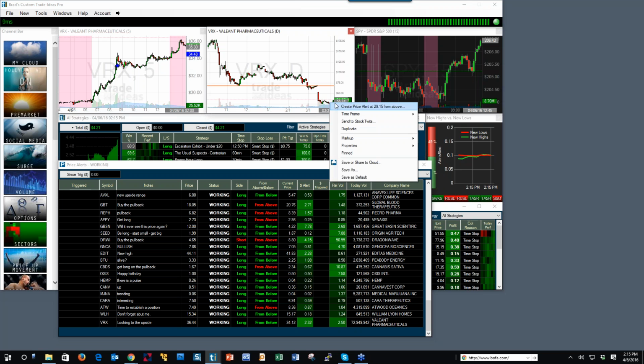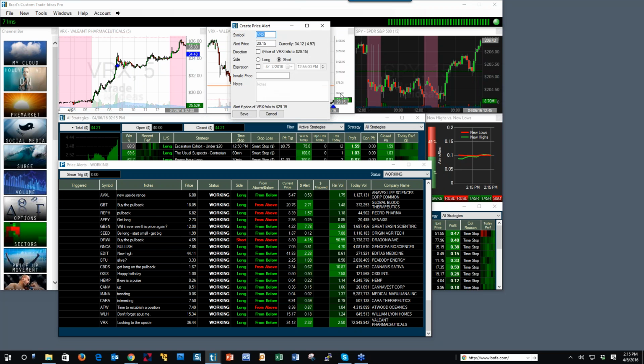I'm going to go right here. I'm going to make a right click, create a price alert at 29.15. This to me is going to be a long though. I'm going to get long on the pullback if all the market conditions are looking like it. Get long on the pullback, and then I'll save it.